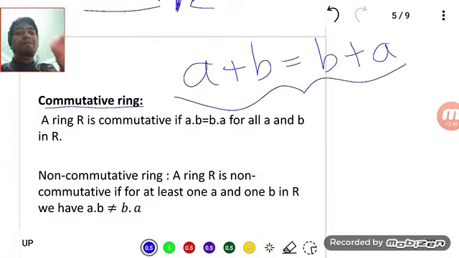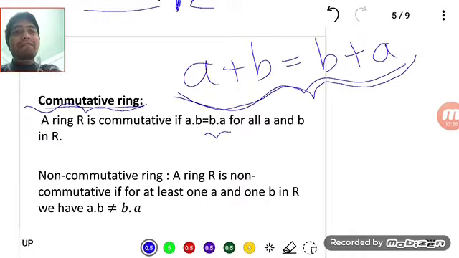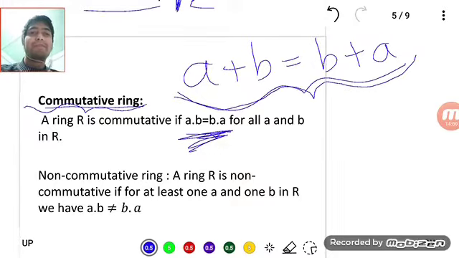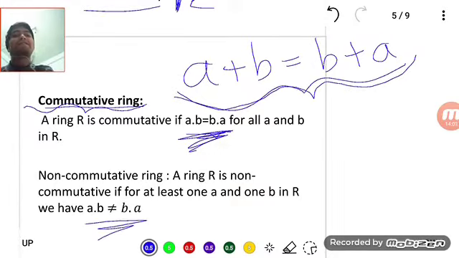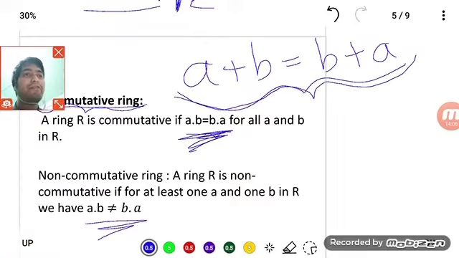So remember that if we define commutativity of a ring, we define it with respect to multiplication. Because it makes no more sense to define it with respect to plus, because with respect to plus it always holds. So if a ring satisfies this, it will be called a commutative ring. If it does not satisfy it, then it will be called a non-commutative ring. I hope that is clear.